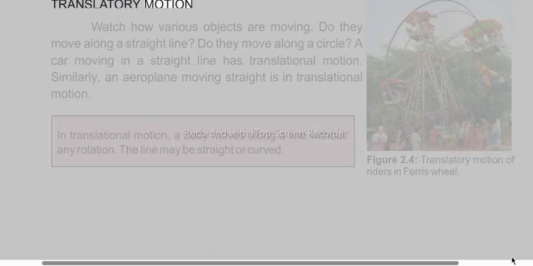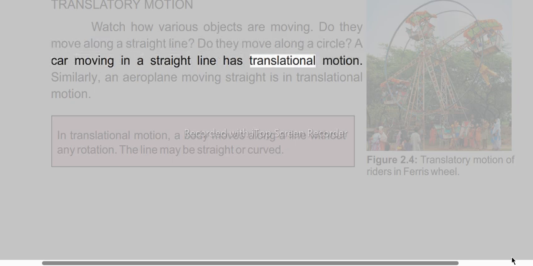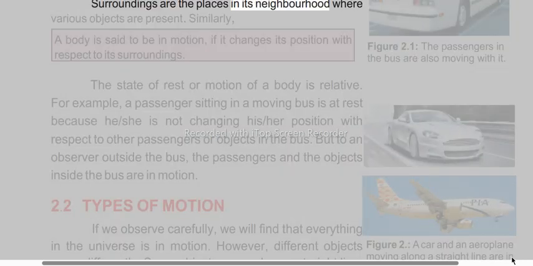Translatory motion. Watch how various objects are moving. Do they move along a straight line? Do they move along a circle? A car moving in a straight line has translational motion. Similarly, an aeroplane moving straight is in translational motion.